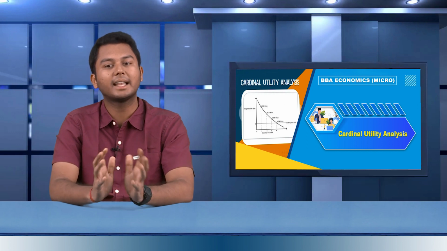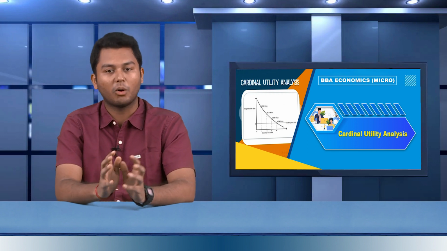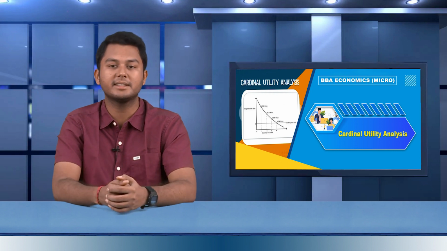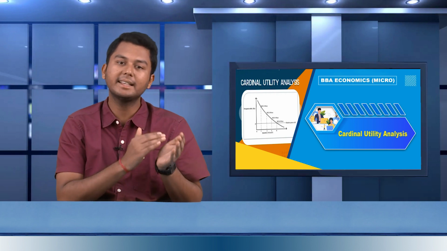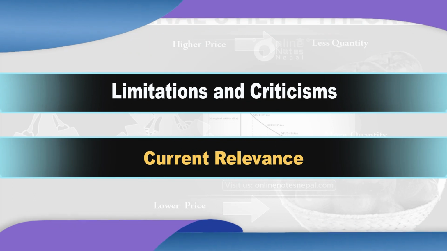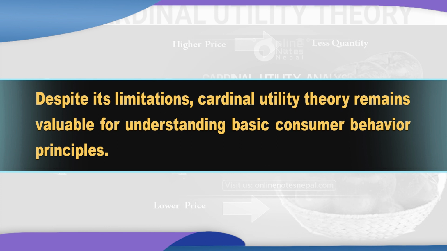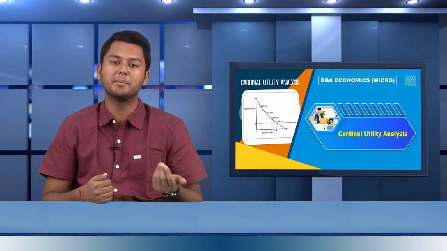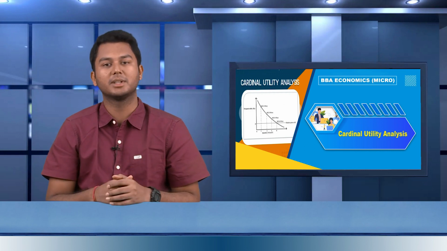Modern economics has largely moved beyond cardinal utility to ordinal utility theory, which only requires that consumers can rank preferences rather than measure them precisely. This approach is more realistic because ranking is something people actually do. If we look at the current relevance, despite its limitations, cardinal utility theory remains valuable for understanding basic consumer behavior principles. It provides intuitive explanations for why demand curves slope downwards, why people diversify consumption, and why consumer surplus exists.